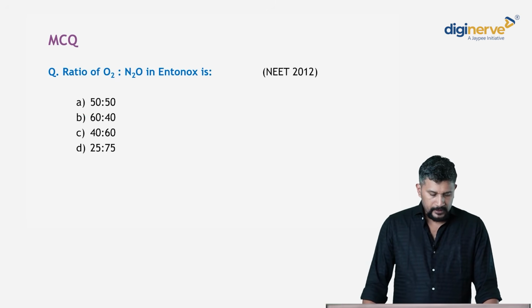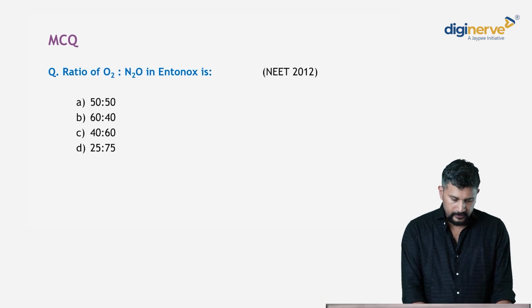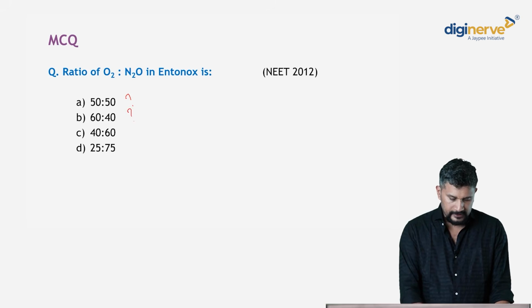The next question. Ratio of oxygen to nitrous oxide in Entonox: is it A 50:50? Is it B 60:40? Is it C 40:60?